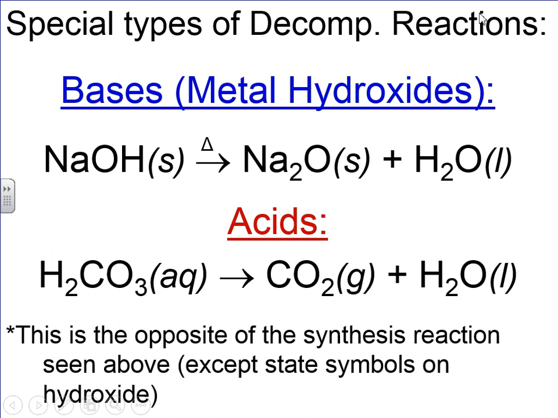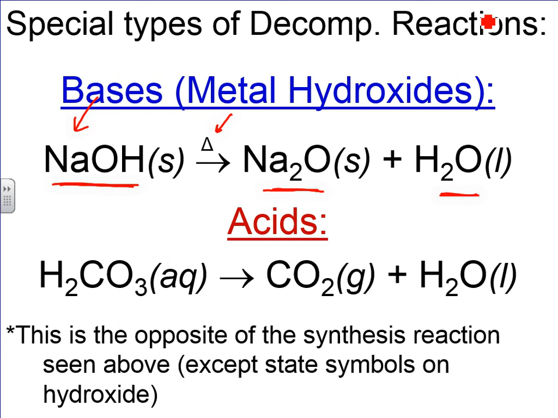Now, bases, in our case, our bases are metal hydroxides, like sodium hydroxide. When heated, remember this is a heat symbol, will decompose into sodium oxide and water. Previously, we've seen that metal oxides plus water give you metal hydroxides. This is just the flipped version of the same thing. And again, you can put any metal in here you want. You can put magnesium, calcium, copper, and the same reaction will result.